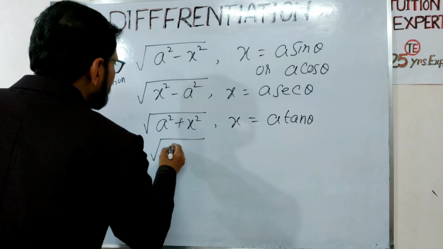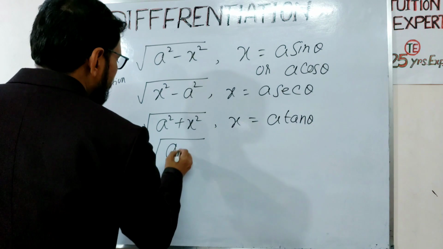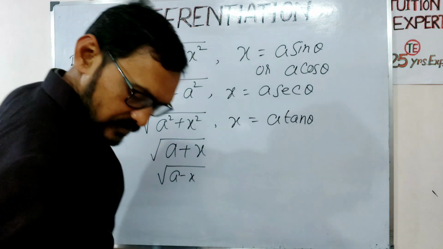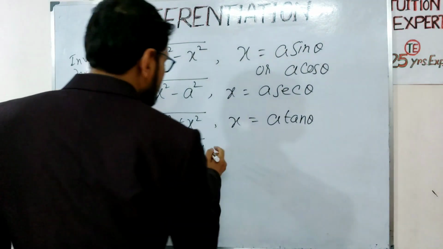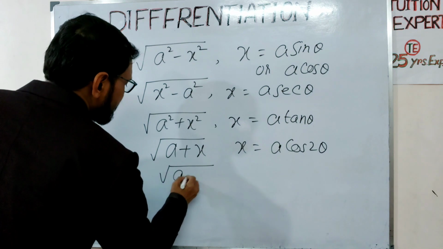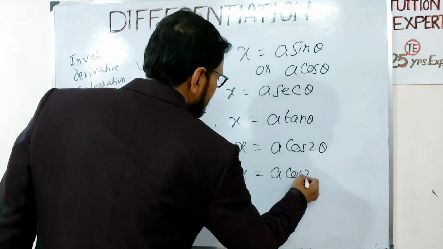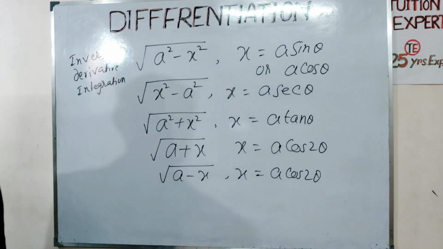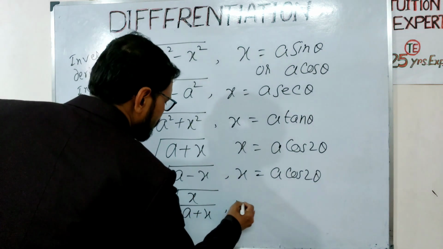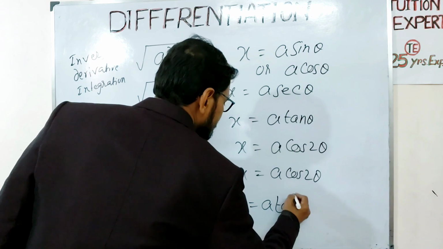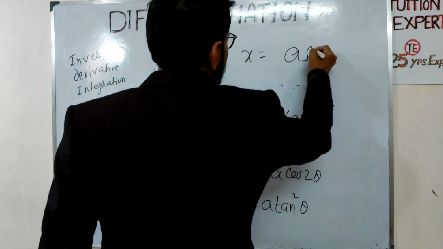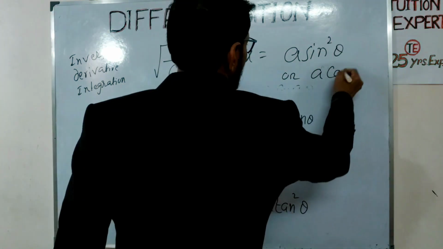Now root over a plus x or a minus x: for root over a plus x we put x equal to a cos 2 theta, and also for root over a minus x we put x equal to a cos 2 theta. And also for root over x by a plus x we put x equal to a tan square theta, and for x by a minus x we put x equal to a sin square theta or a cos square theta.